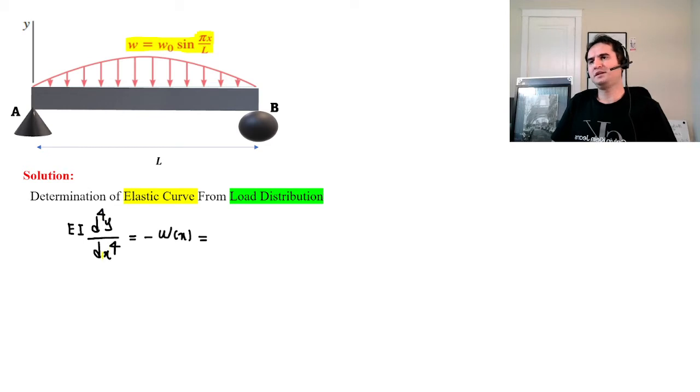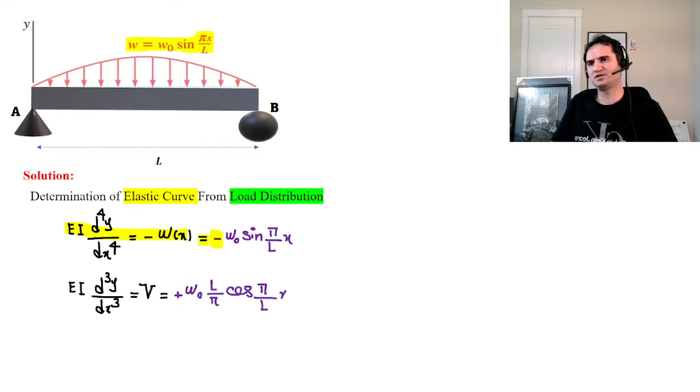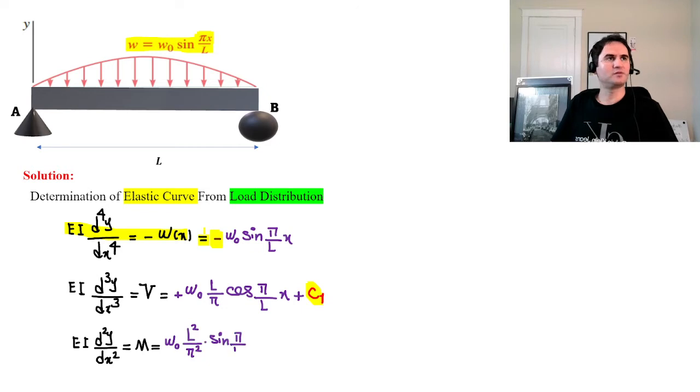d to the power of 4 y over dx to the power of 4 is equal to negative w of x. And that's the equation of the load. So that's negative, it's a downward direction, and that's w naught sine pi over L times x. If you integrate it once, it gives you shear, and the first constant appears. If you integrate it twice, it gives you the moment. So load goes to shear, goes to moment, and we have the second constant of integration.